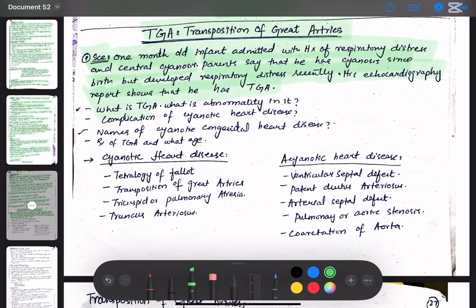What is TGA? What is the abnormality in it? What are the complications of cyanotic heart disease, the names of cyanotic congenital heart diseases, and the treatment of TGA, and at what age? Okay, so we have two types of congenital heart diseases.